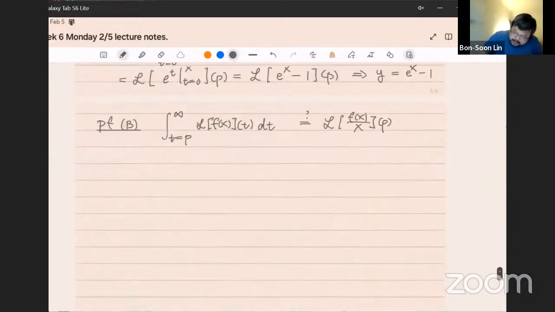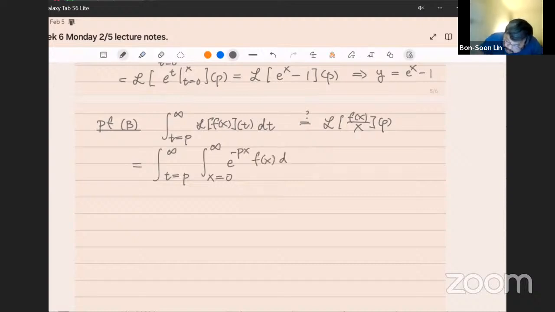Okay. So let's see. Again, this is math 11, so just kind of listen to it if it makes sense. One day this will make sense. t going from p to infinity times the Laplace transform of f, which is x going from 0 to infinity, e to the minus px, f of x, dx, dt. Okay, so again, I just substituted the definition of the Laplace transform of f. Oh, I already made a mistake.